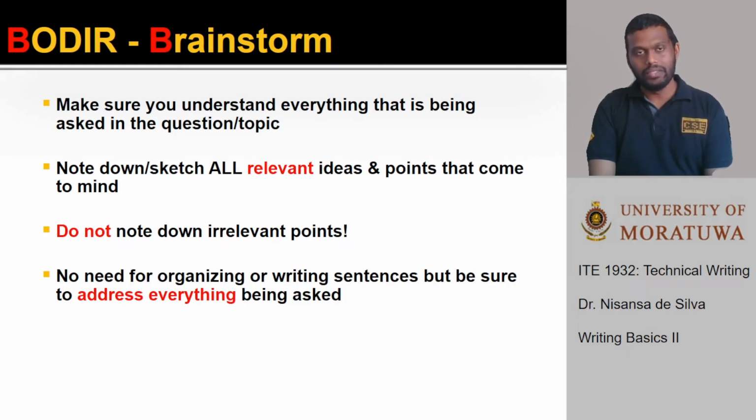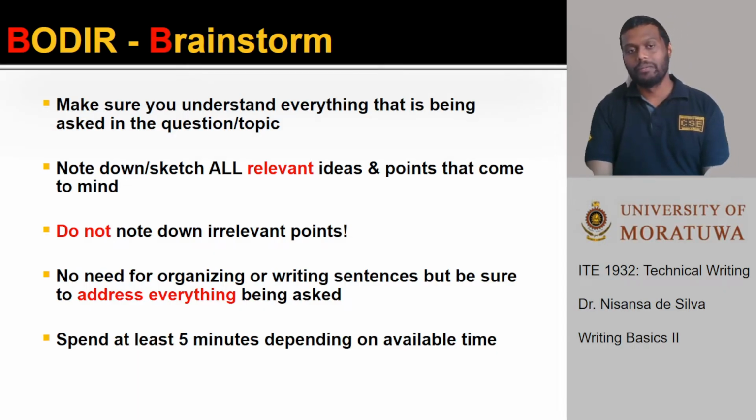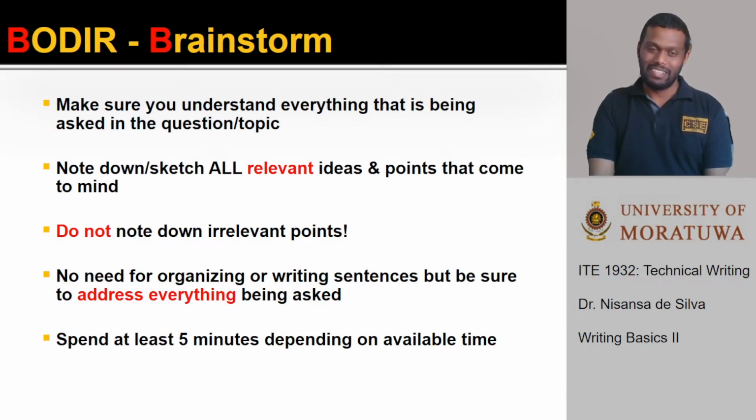So when we brainstorm, we make sure that all the important points are in hand before you even write the first sentence. So spend about 5 minutes depending on the available time. If you only have 5 minutes to write the entire thing, don't spend 5 minutes brainstorming. But if you have about half an hour, it is a good idea to take 5 minutes to brainstorm. And if you are writing a novel, maybe take a few days.